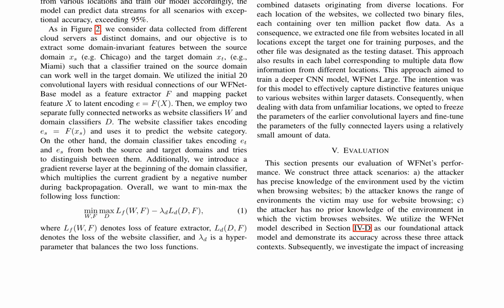The website classifier is trained using source data with labeled website categories, and the domain classifier is trained using domain IDs assigned to the source and target domains. This domain adaptation training does not require any labeled target domain data, making it possible to reuse the attack model on various servers and user terminals.